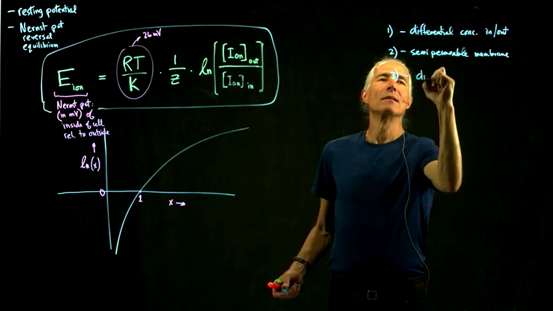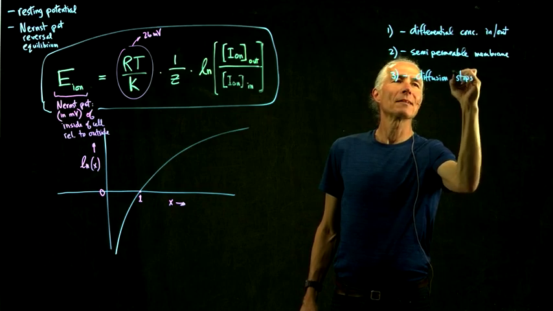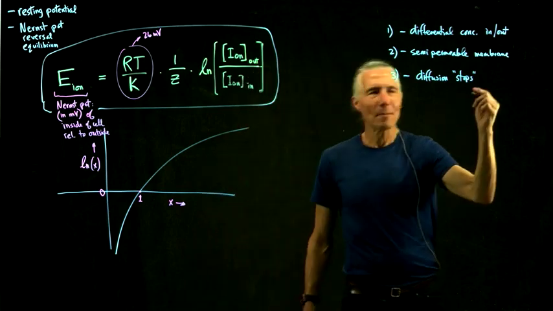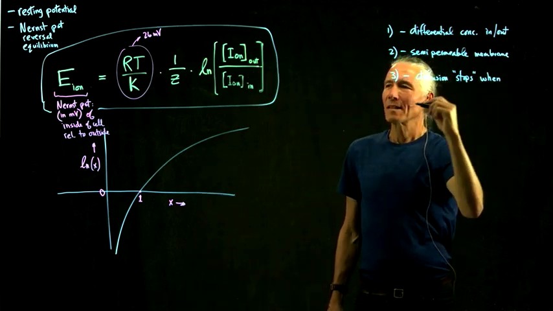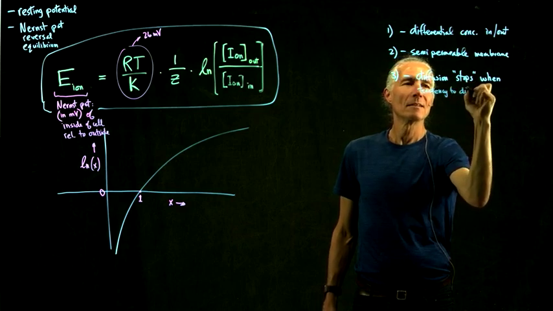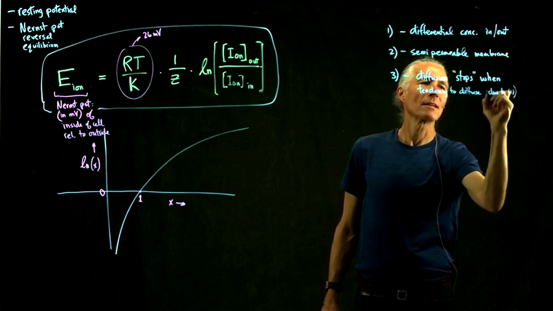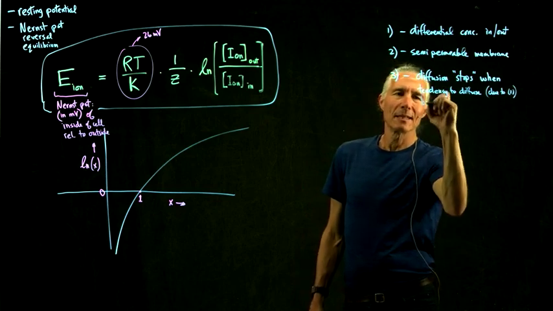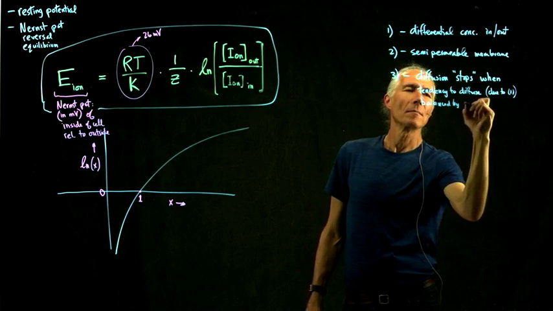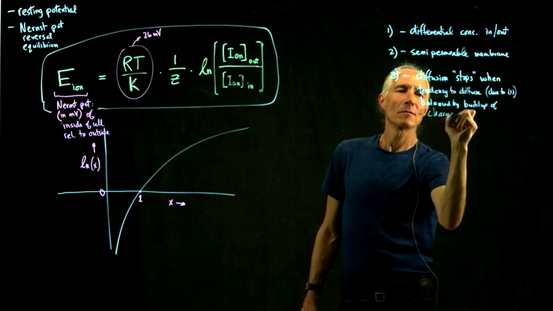So, diffusion stops. It doesn't really stop. What happens is it gets equal going in and out. That's a fine point. But the diffusion stops when the tendency to diffuse, which is due to that concentration difference, is balanced. That's the point. Balanced by buildup of charge.